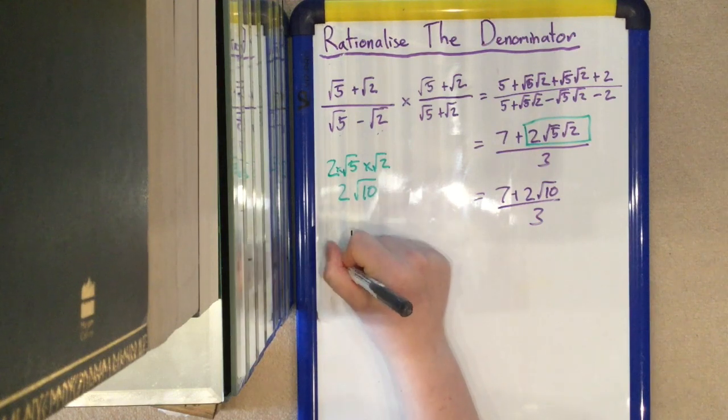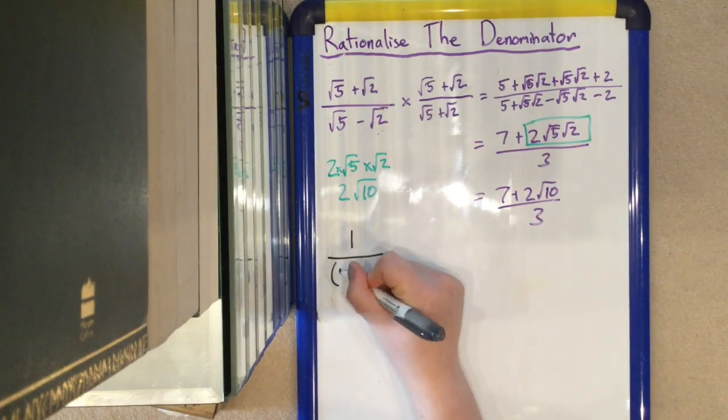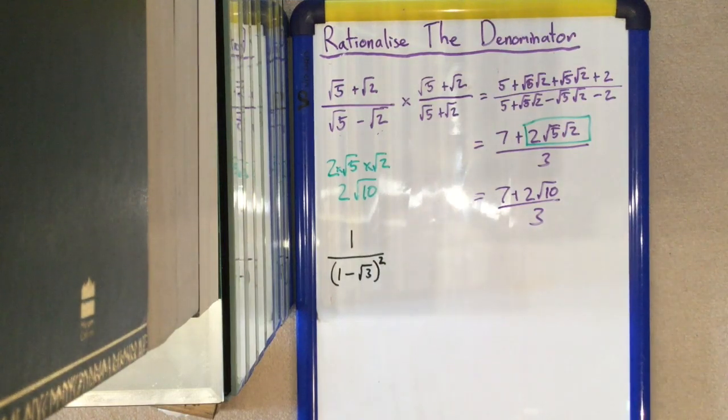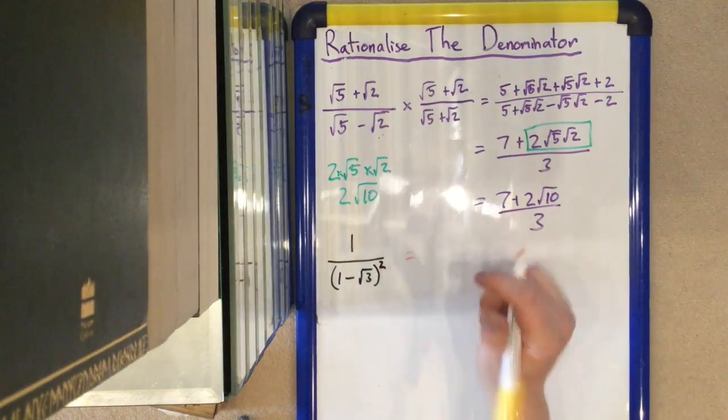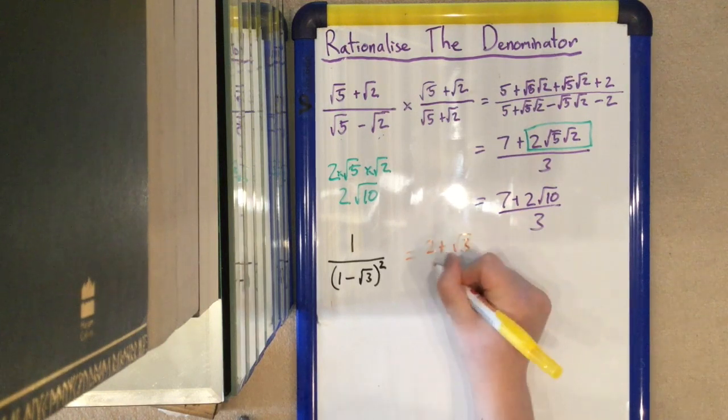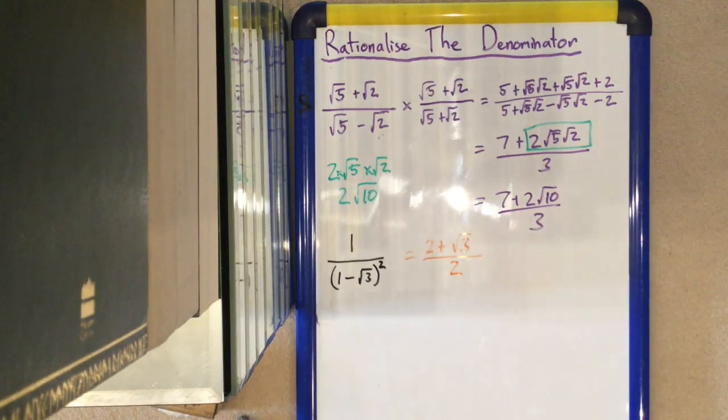Have a go at 1 divided by 1 minus the square root of 3 all squared. Pause the video now and have a go. I hope you got your answer. The correct answer to this question is 2 plus root 3 over 2. Congratulations if you got that.